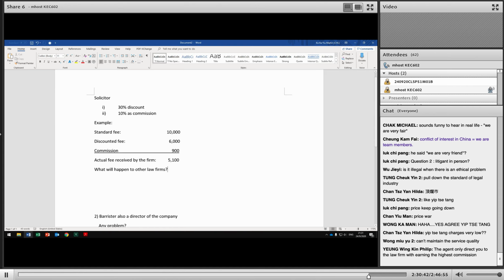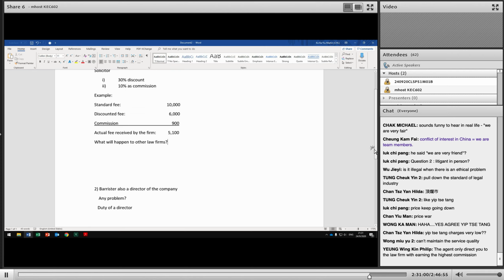Right? And also it will affect the interest of the citizen. At the end of the day, so many citizens use very substandard service. So many go to law firms which offer very substandard service. So that's the end result.